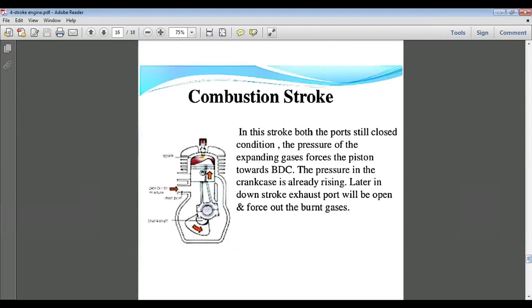So next is the combustion stroke. When the combustion stroke starts, the piston is at the TDC, then it moves back to the BDC. In this stroke, both the ports are still in closed condition. The pressure of the expanding gases forces the piston towards BDC. The pressure in the crankcase is already rising. Later in the downstroke, the exhaust port will open and force out the burned gases. When the piston comes down, the exhaust port automatically opens and the burnt gases are liberated to the atmosphere.